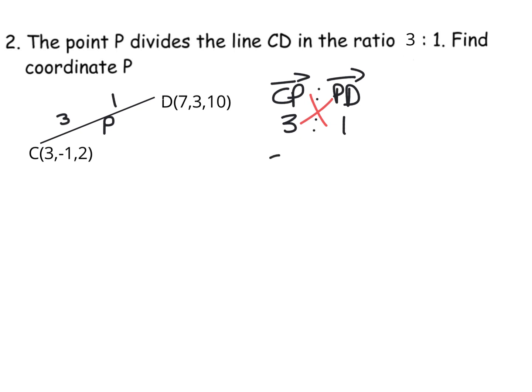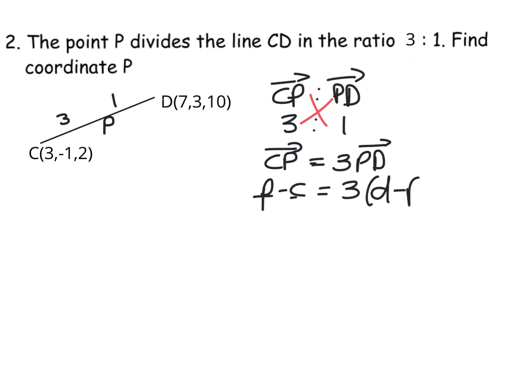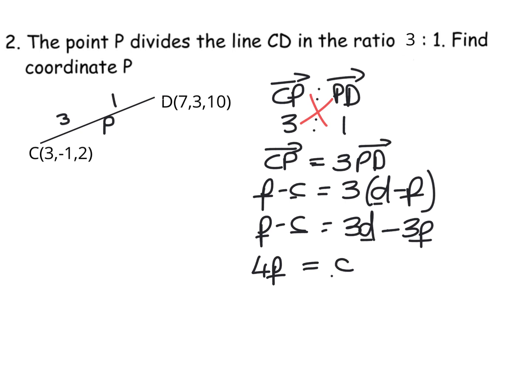So we've just got one C to P, so let's just call it CP equals 3PD. Let's break that down. So we've got P minus C equals 3 bracket D minus P. I'm going to expand that bracket to 3D minus 3P. We're trying to find P again, so all the P's to one side becomes positive 4P, and the C will go over, I'm just going to put it at the front, C plus 3D.